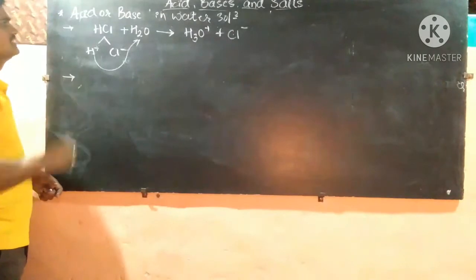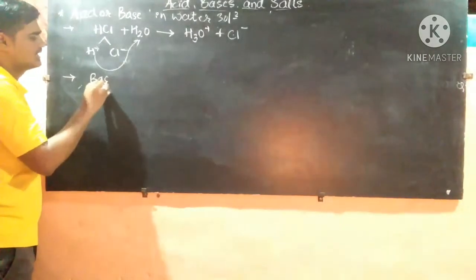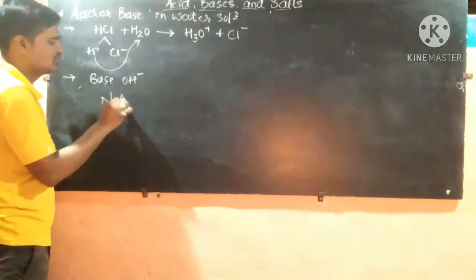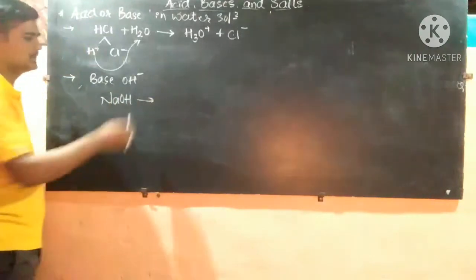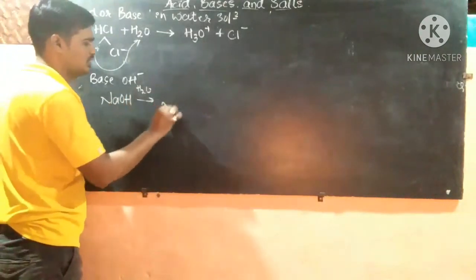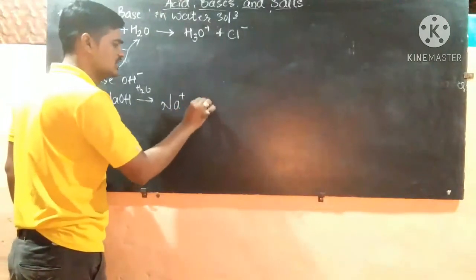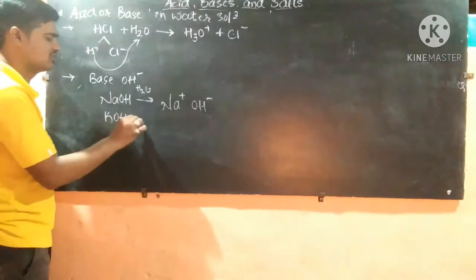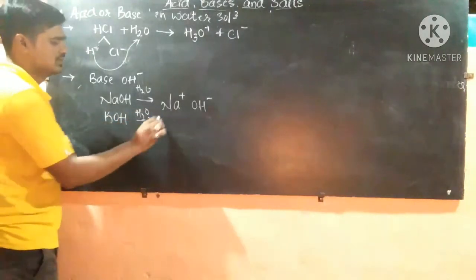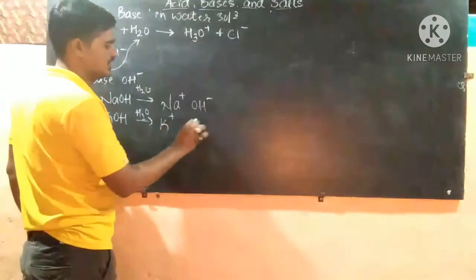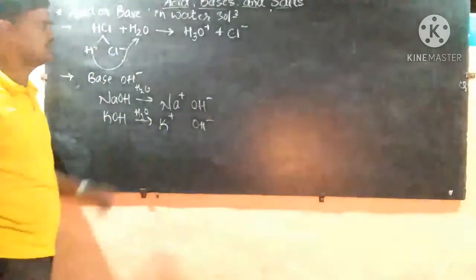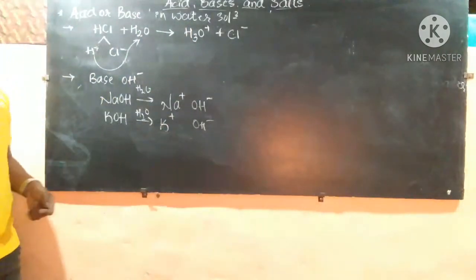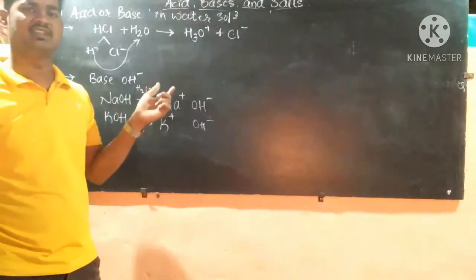And what about the bases? We already know that bases produce OH minus ions. So let me take an example of the base, that is sodium hydroxide. When it is added to the water, it is going to produce Na plus and OH minus. Let me take another example of the base, that is potassium hydroxide added to water, it will produce K plus and OH minus ion. So in this way, acid or base in water solution is shown. Okay, this is the example for acid or a base in a water solution.